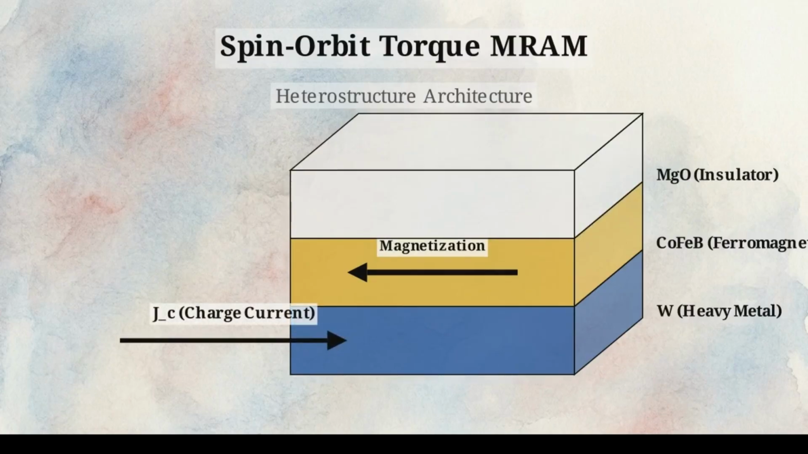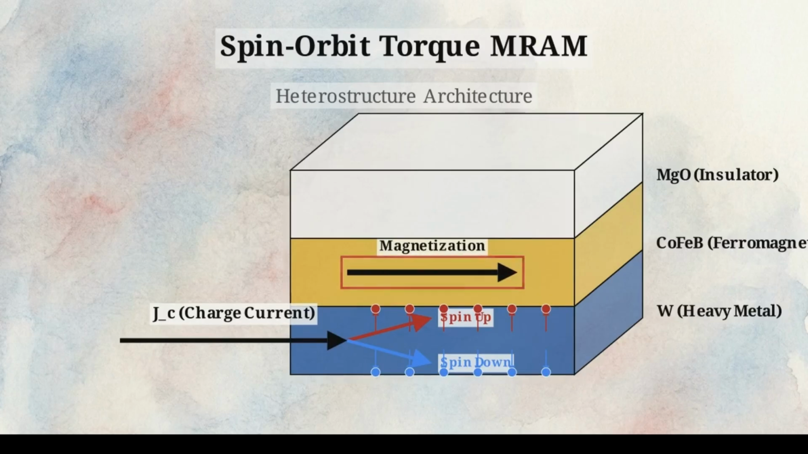A write operation begins when a charge current enters the heavy metal tungsten layer. Notice how the charge current immediately splits. The spin Hall effect inside the tungsten converts this charge into a transverse spin current, accumulating spin polarization at the interface to flip the magnetization of the adjacent cobalt iron boron layer.